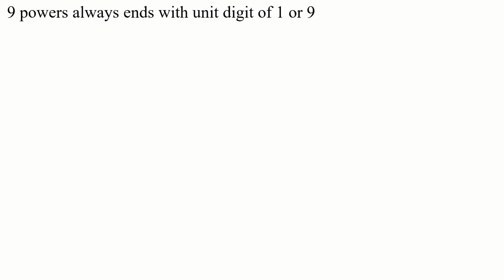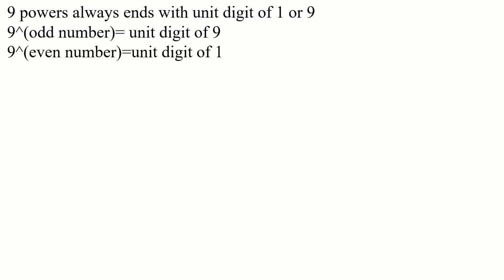So 9 is also the same as 4. 9 always ends with 1 or 9. If you see the 9 powers, it always has a unit digit of 1 or 9. Means 9 power odd number has a unit digit of 9. 9 power even number has a unit digit of 1.